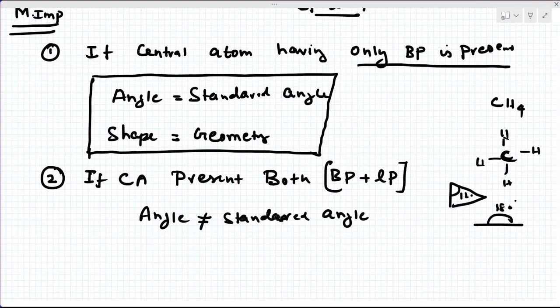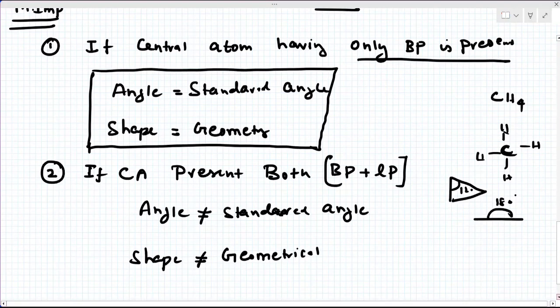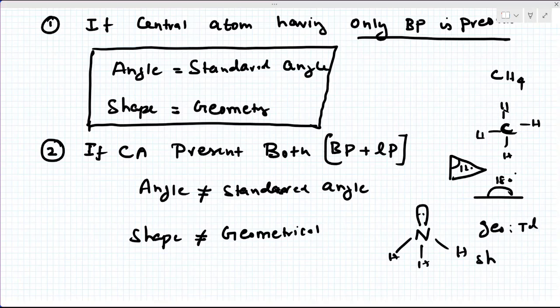Standard angle and shape are not equal to geometry. You got the point? For example, ammonia. In this molecule, geometry is tetrahedral. What is shape? Pyramidal. Both are different. Listen, very, very important.